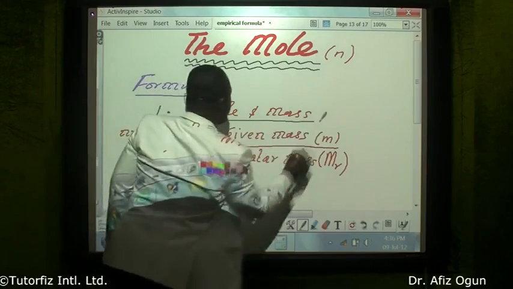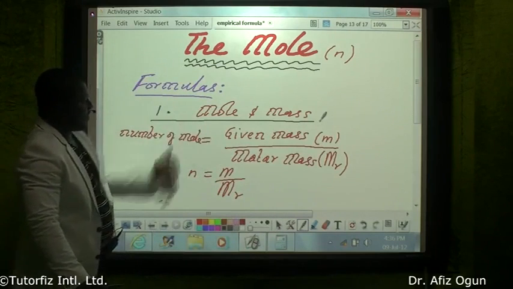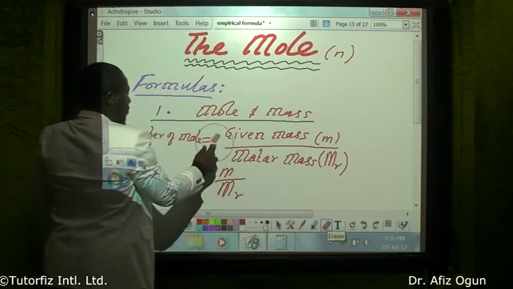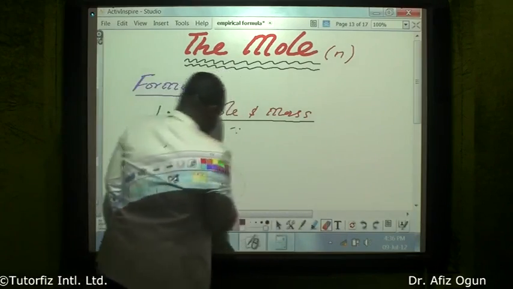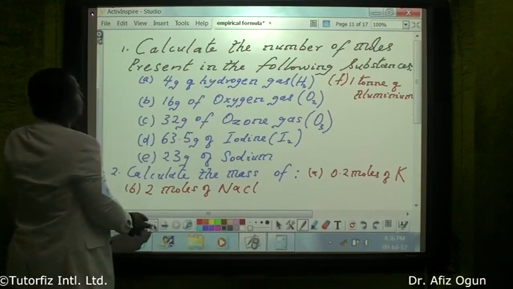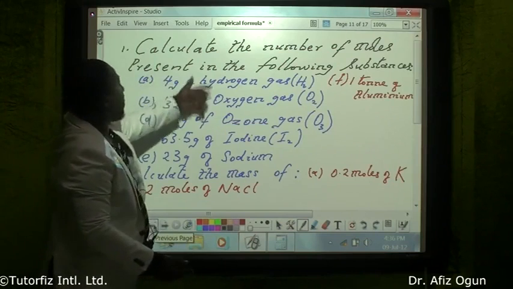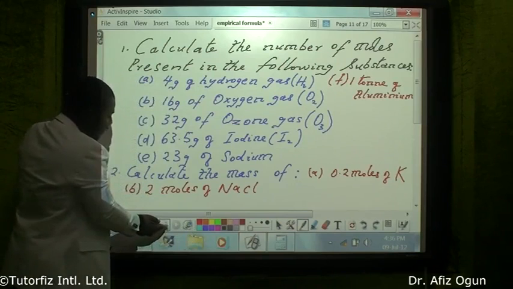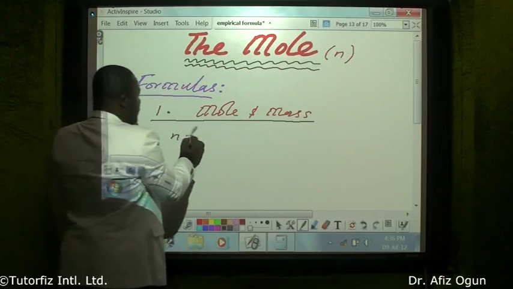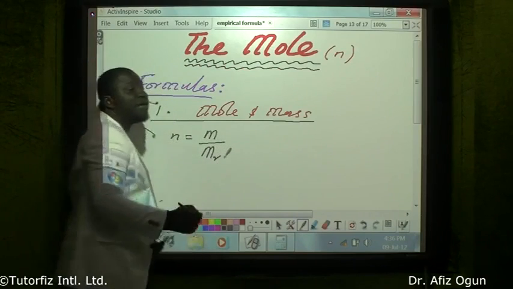Mole and mass. So the number of moles is given by mass, small m, over molar mass. Now in my first question, calculate the number of moles present in the following substance: 4 grams of hydrogen gas. n equals m, given mass, over molar mass. What is the molar mass of hydrogen?